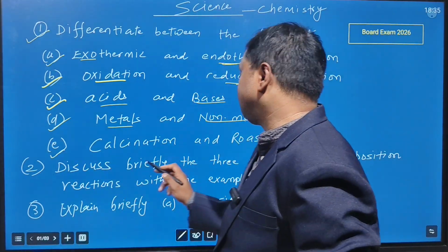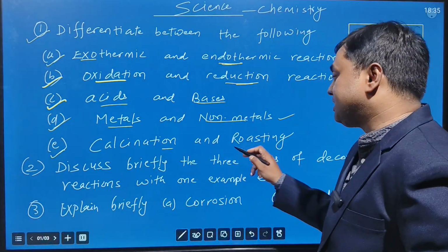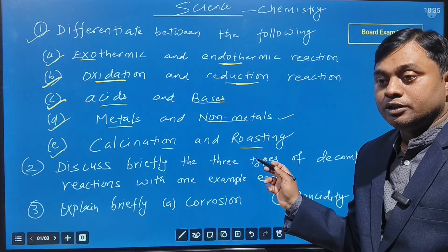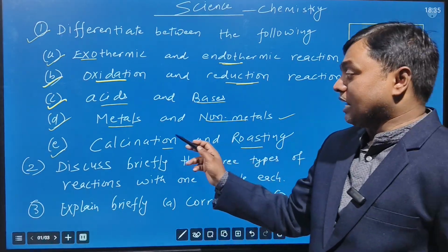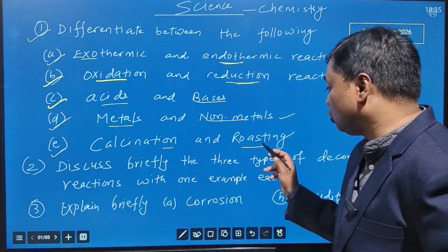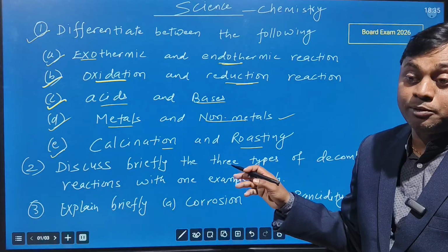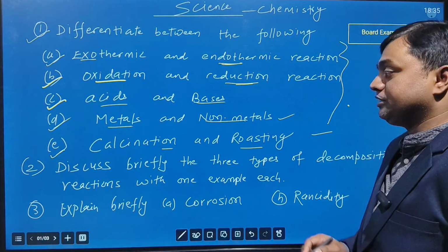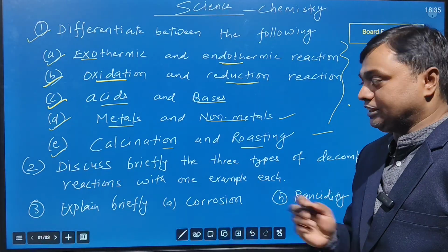Next, calcination and roasting. Calcination is used for carbonate ores, whereas roasting is used for sulfide ores. Yes or no? In calcination, carbonate ores are heated strongly in the absence of air, whereas in roasting, sulfide ores are heated strongly in the presence of air. Yes or no? So these are the very important differences for the board exam 2026.